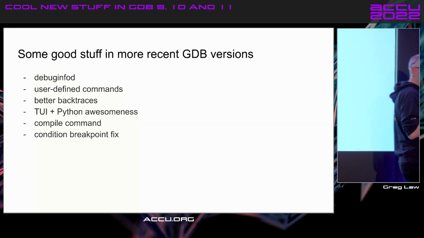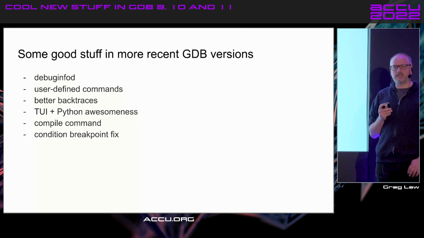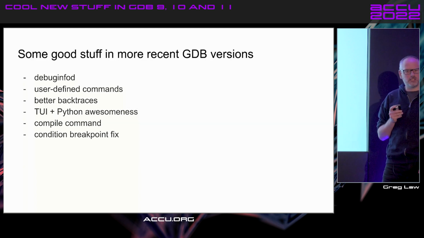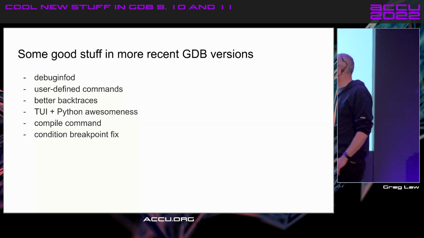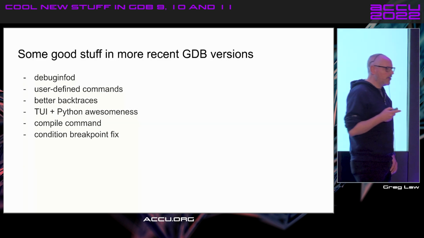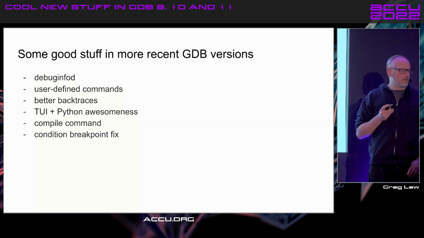There's a compile command, which I didn't know about until quite recently. It's not new, it's been around for quite a while, but it's a bit better in the later versions. It lets you compile code and inject it into the program you're debugging. And some details around conditional breakpoints, which I think are generally very useful, and they're getting a bit better.